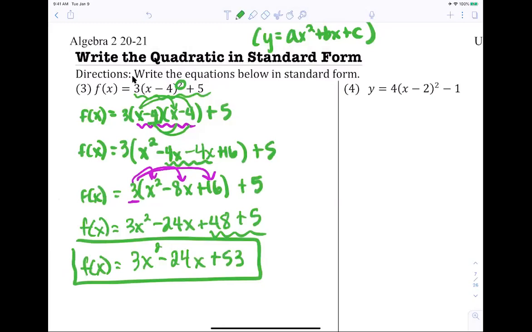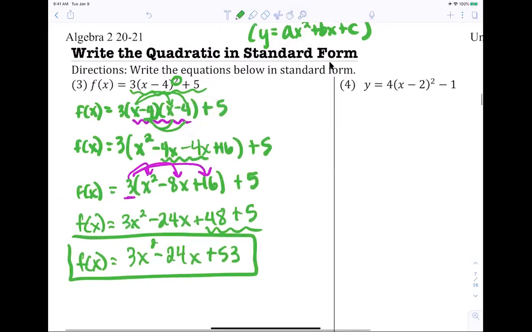If I hit graph, it's going to graph it in red, but do you notice how it graphed it over it? That's because it's the same equation. The vertex form is what we started with, and what we ended with was our standard form.